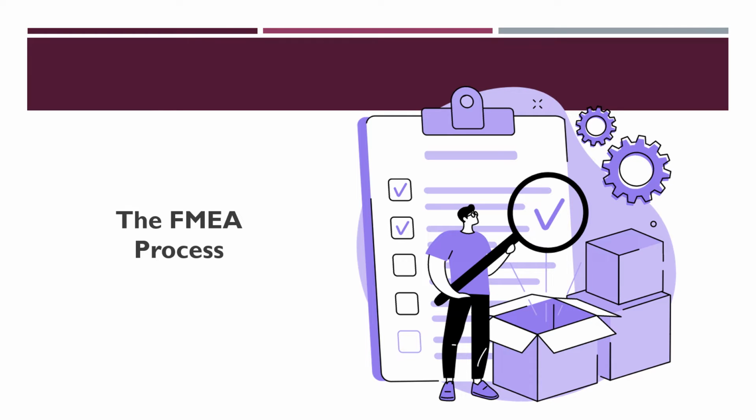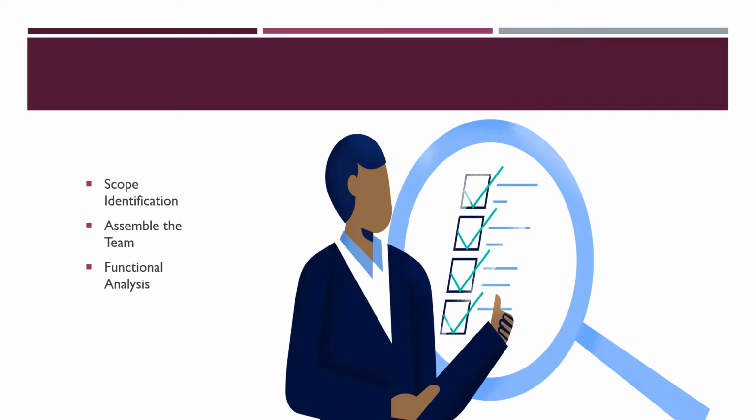Failure mode and effects analysis process. The following are some of the steps involved in conducting failure mode and effects analysis. First, scope identification. This involves defining the system, products, or process to be analyzed, then determining the boundaries and interfaces of the item under analysis.